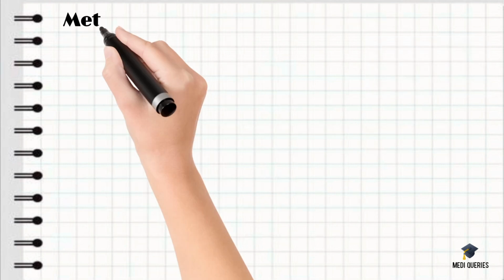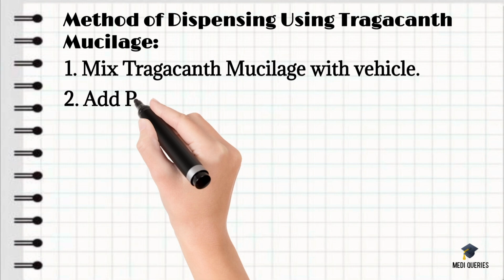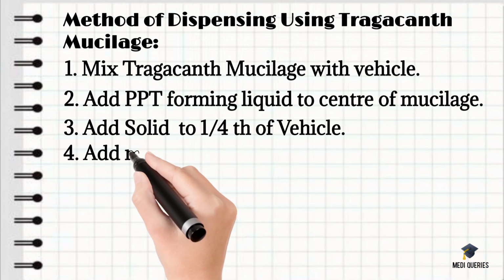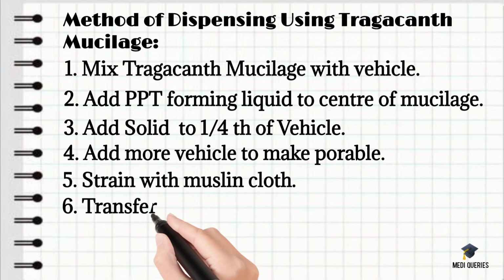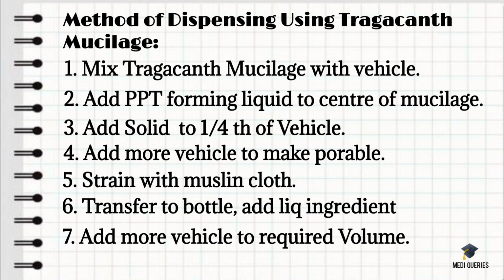Another method of dispensing is using tragacanth mucilage. Tragacanth mucilage is used when the vehicle is water or chloroform water. First mix the tragacanth mucilage with an equal volume of the vehicle and then measure the precipitate forming liquid in a dry measure and pour slowly into the center of the mucilage with constant stirring. After that, dissolve the solid substances, if any, in about 1/4 of the vehicle and then mix it with the above mixture. After that, examine the content of the mortar critically for foreign particles. If these are present, strain the suspension through a muslin piece into a bottle. Then add more of the vehicle to rinse the mortar and transfer the rinsing solution into the bottle. Add any liquid ingredients, if there are any, at this time. After that, add more of the vehicle to produce the required volume. So that is how we will prepare the suspension here.